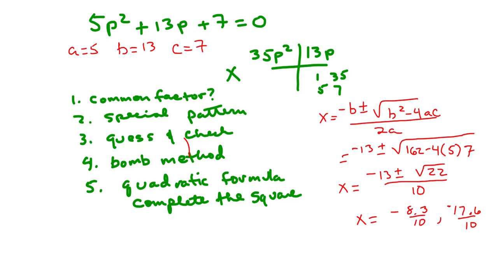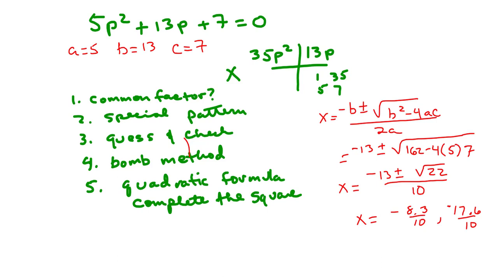Okay, so in terms of factors, I guess we could say x plus 8.3 over 10 times x plus 1.76 over 10 would be the factorization of it. But we usually don't need to do that. Okay, questions on that?